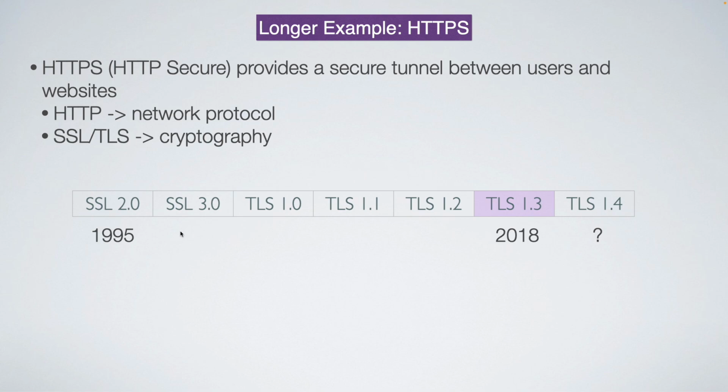Then it became 3.0, and then there was a shift where they changed the name to TLS. And then now we're at TLS 1.3. The numbering also went to 1.0, 1.1, 1.2. We're at 1.3. People are working on 1.4.